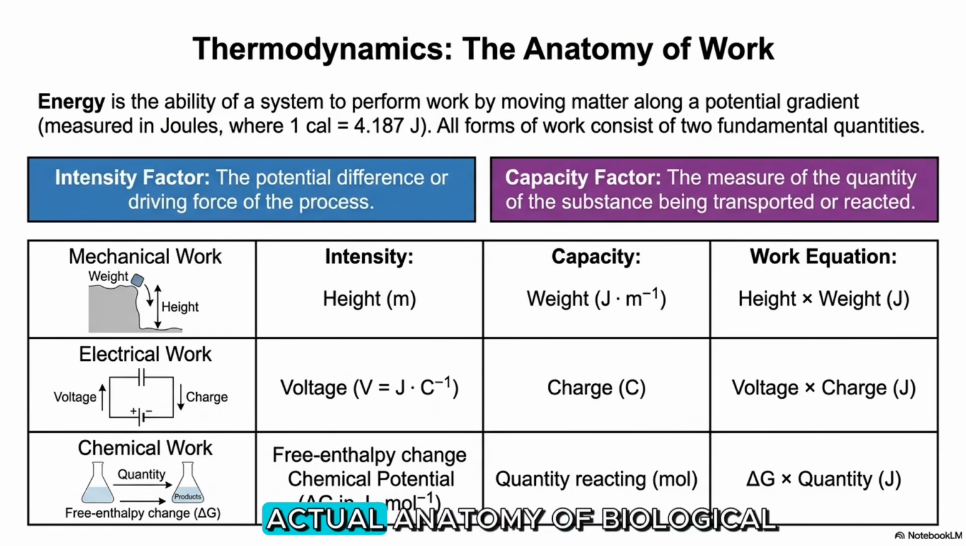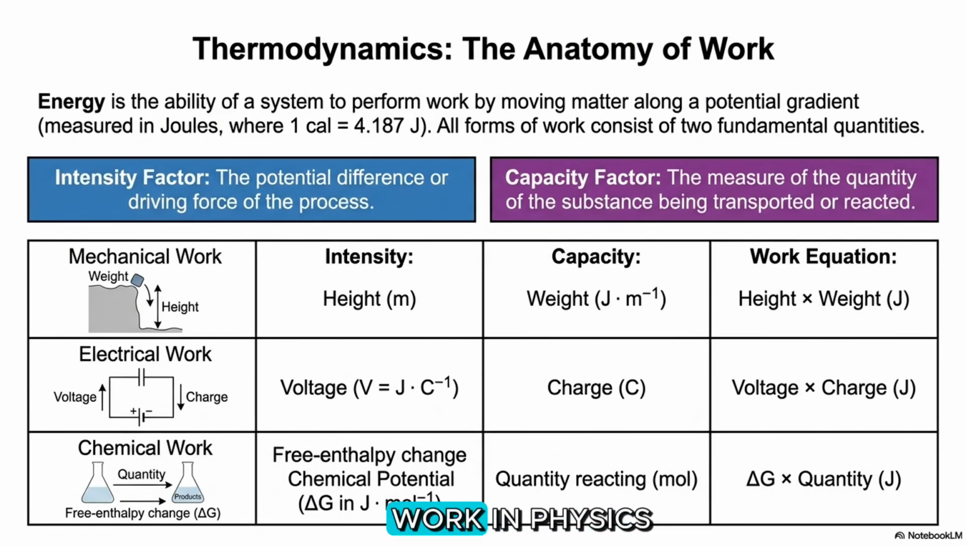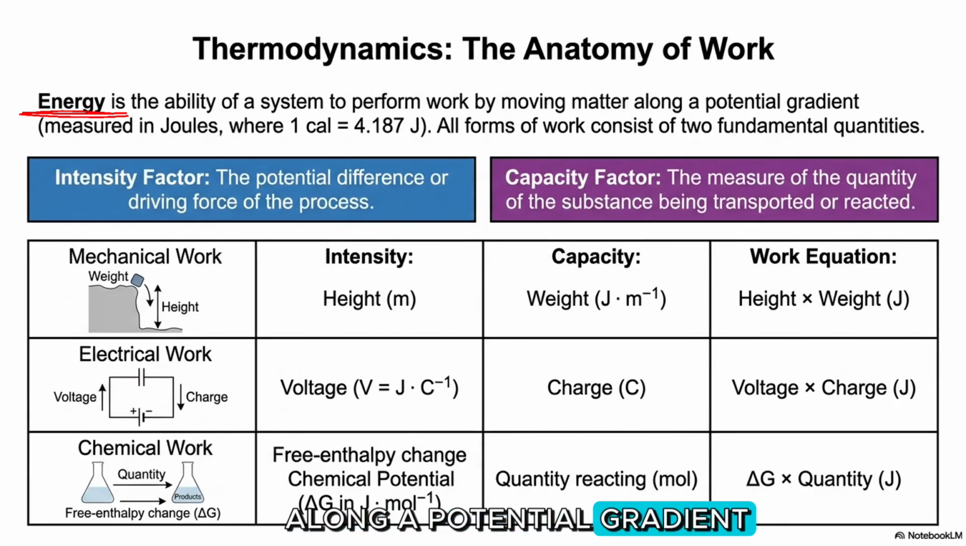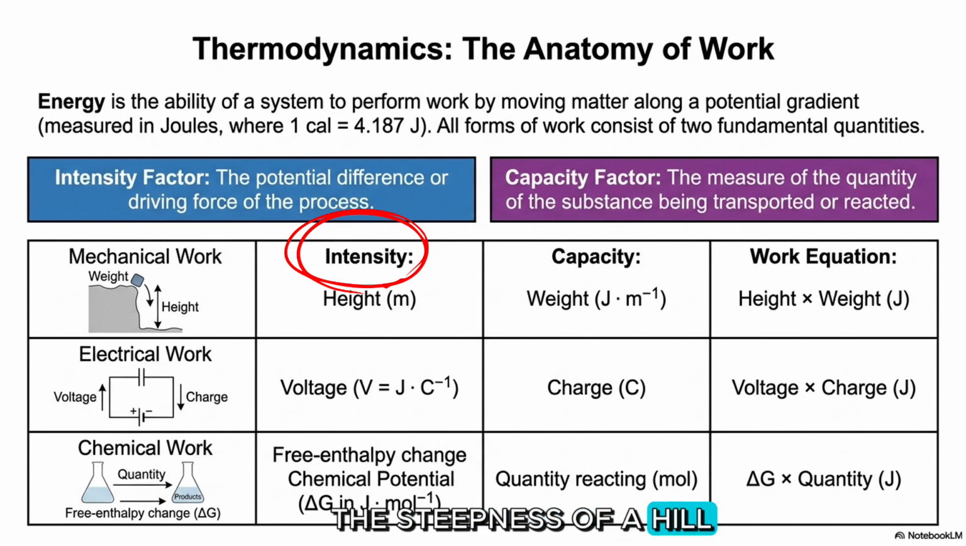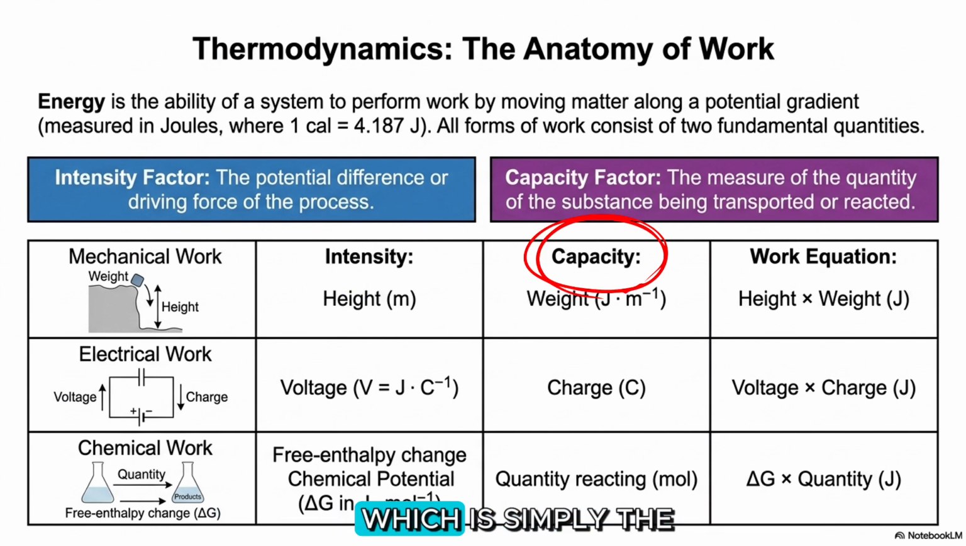Let's break down the actual anatomy of biological work. In physics, energy is basically the ability to perform work by moving matter along a potential gradient, and all forms of work boil down to 2 fundamental quantities. First, we have the intensity factor. Think of this as the steepness of a hill. It's the driving potential difference. Second, there's the capacity factor, which is simply the physical quantity of the substance that's being moved.